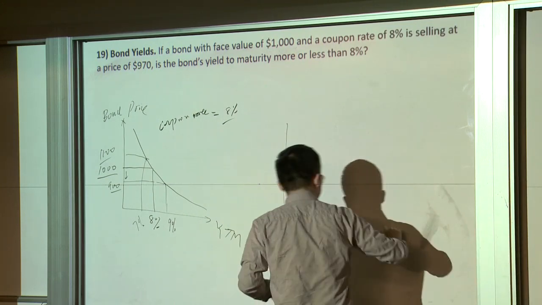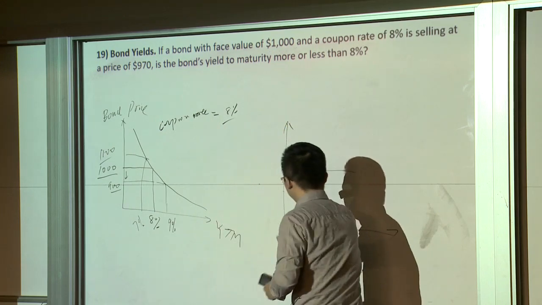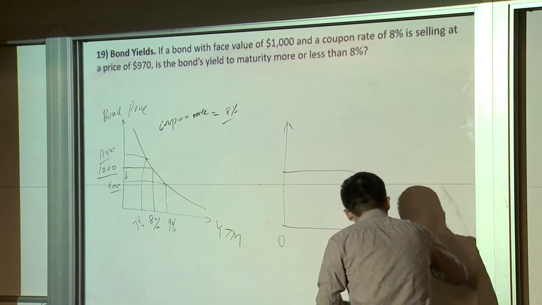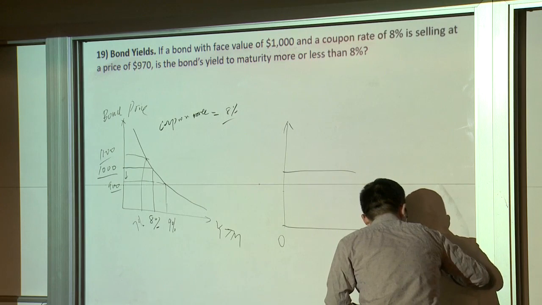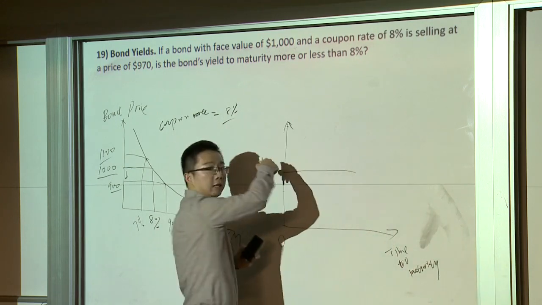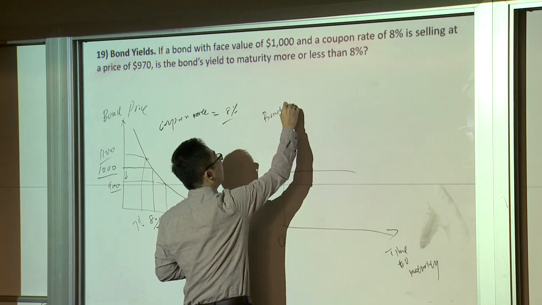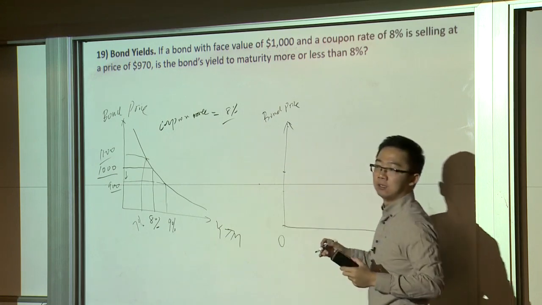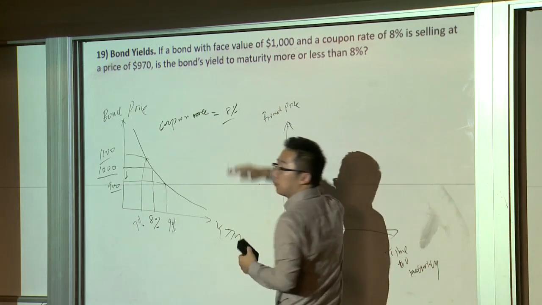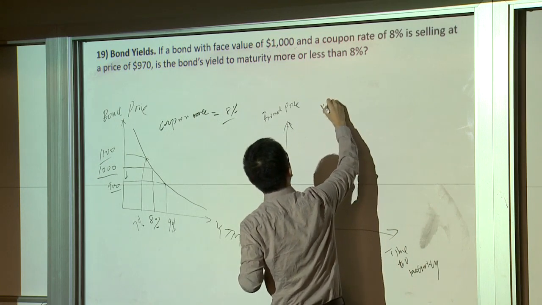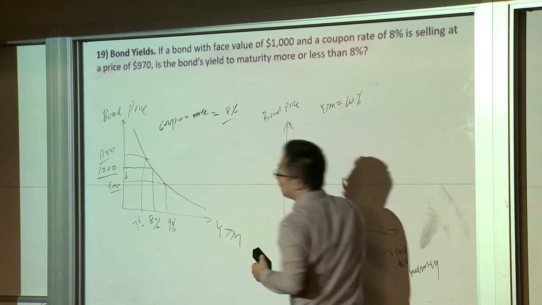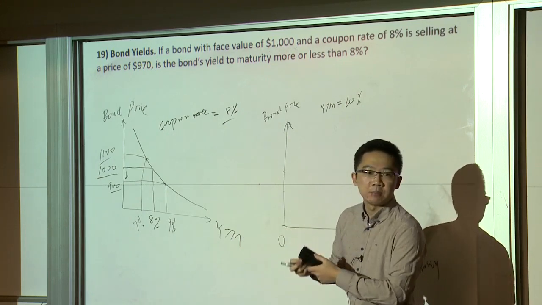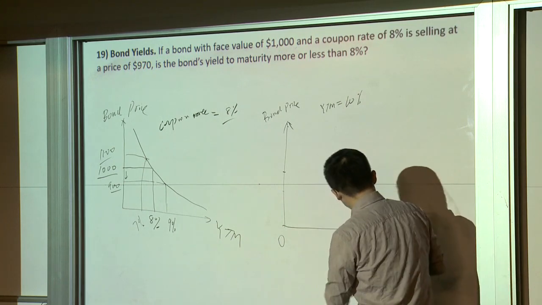The second graph is, okay, the horizontal axis is time to maturity, and the vertical axis is still bond price. Let's say we have 3 bonds with the same yield to maturity, let's say 10%. Okay, and we have 3 bonds with different coupon rates. One is 8%, one is 10%, one is 12%.